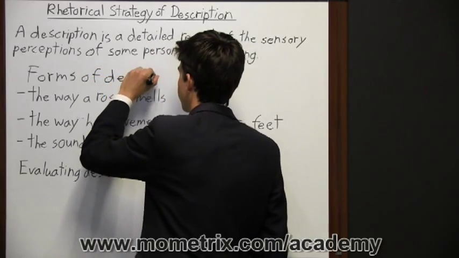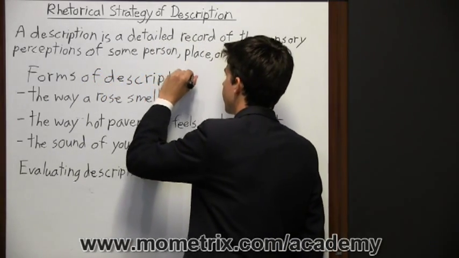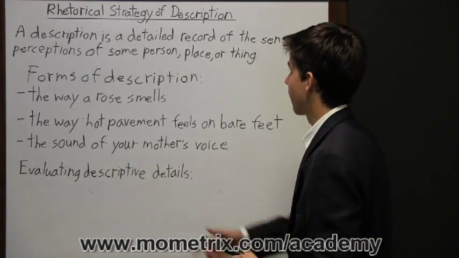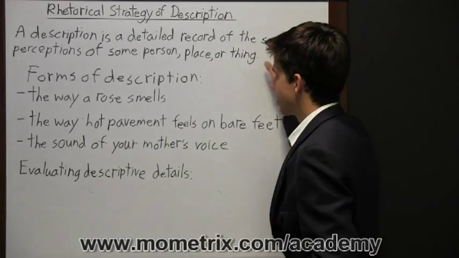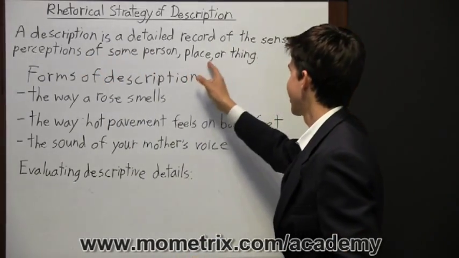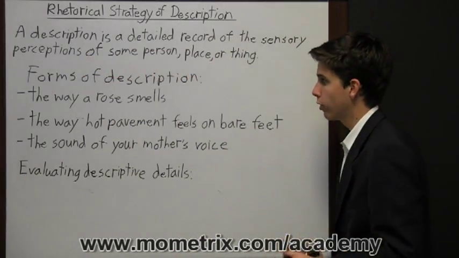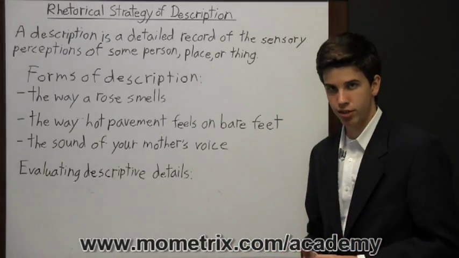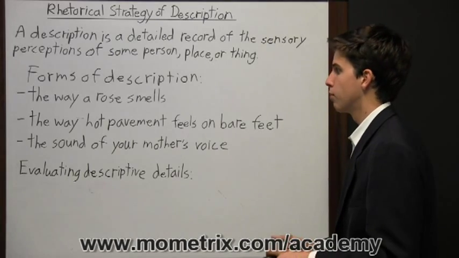And the reason all of those would be forms of description is because if a writer wrote about these things, then they would be providing a detailed record of the sensory perceptions of some person, place, or thing. So if a writer wrote about the way a rose smells, the writer would be talking about the sensory perception of smell to a person.